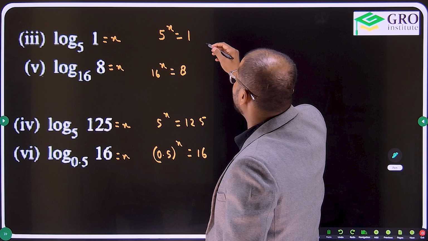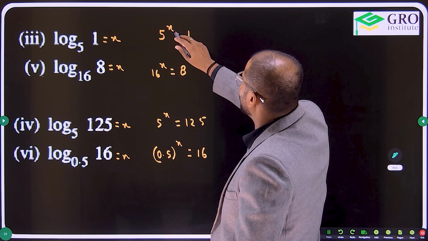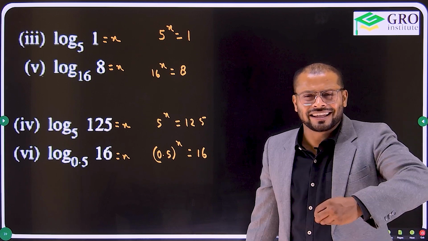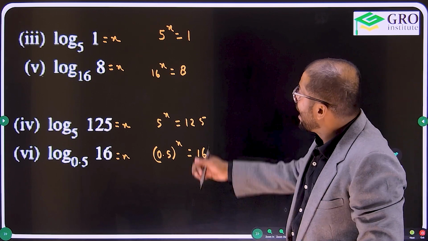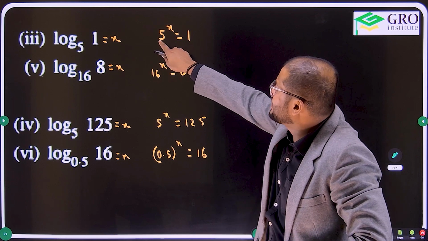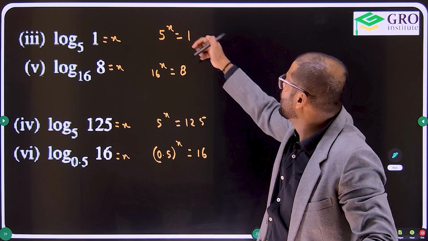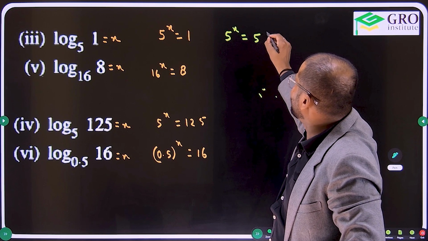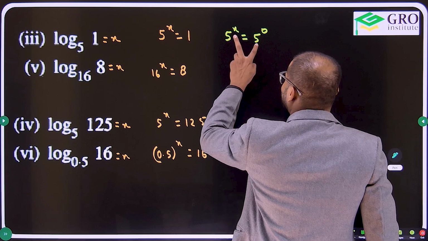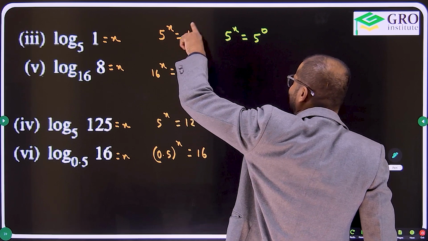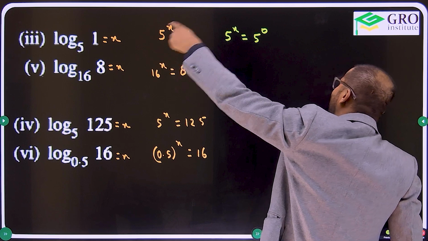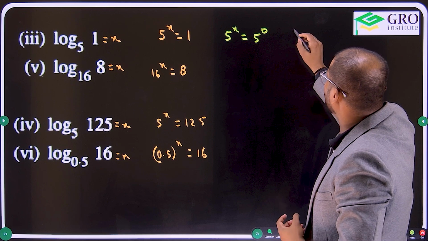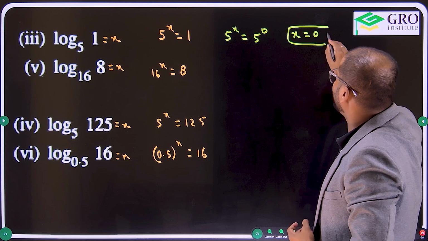So you know very well that we need to find out value of x. Over here you have 1 and you know very well anything to the power 0 is 1 and you need to have both the base same, then only your power can be equal. So 5 to the power x is equal to 5 to the power 0, right? In order to make their base same, 1 can be written as 5 to the power 0. When both the bases are same, x is equal to 0. So x is equal to 0 is your first answer.